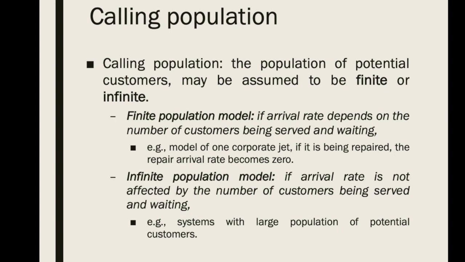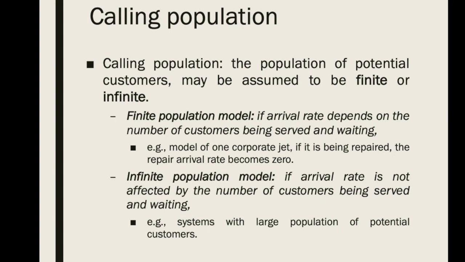Say there are 30 machines and one mechanic who repairs them. If 5 machines are at fault, then the arrival rate will depend on the remaining 25 only. And if all 30 are faulty, the arrival rate will become zero. On the other hand, in an infinite population model, the arrival rate is never affected by the number of customers being served or waiting.